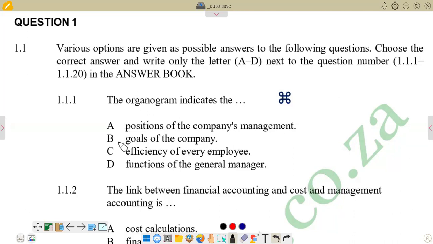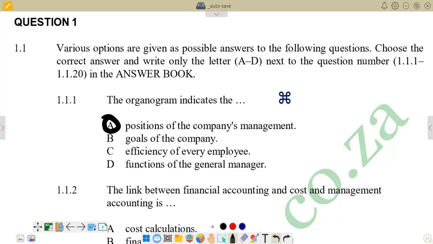So we're given the questions here. On the first part, which is 1.1.1, the organogram indicates, remember, the organogram shows the levels of authority that we have within an organization. If you go through the responses, you see that A is the most appropriate answer, which is positions of the company's management. B is cost of the company, C is efficiency of every employee, and D is functions of the general manager, which is not correct. So we are going to go with A as the correct answer.